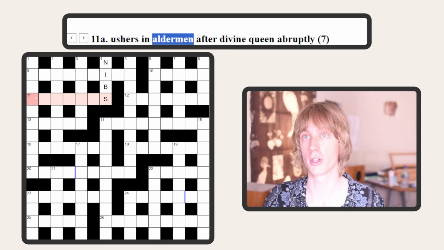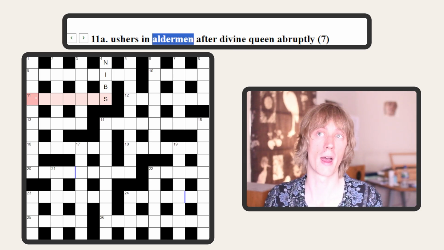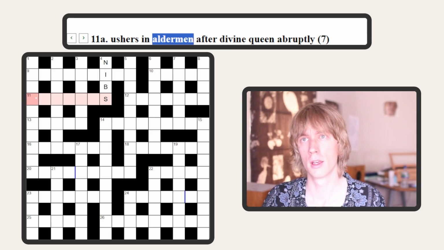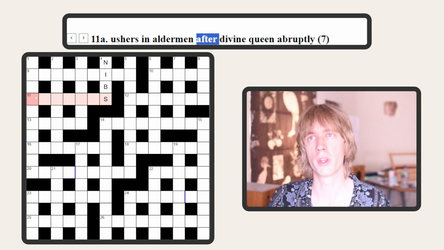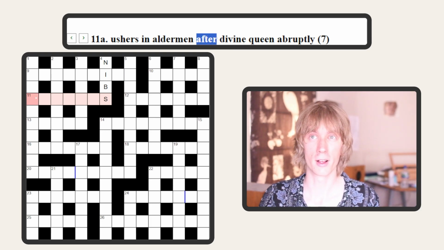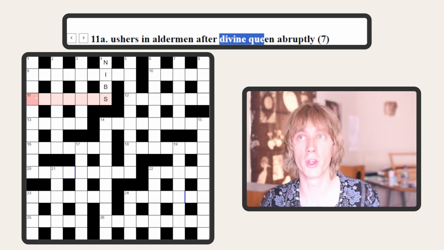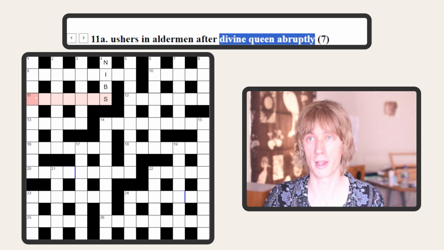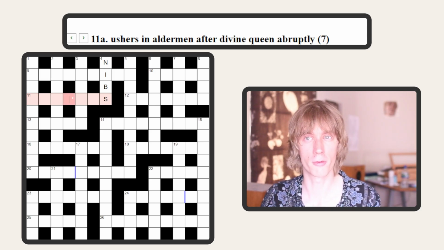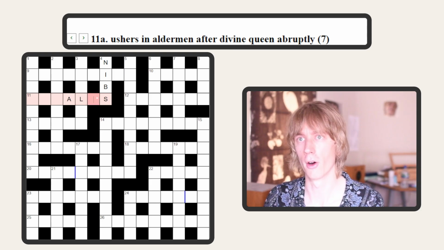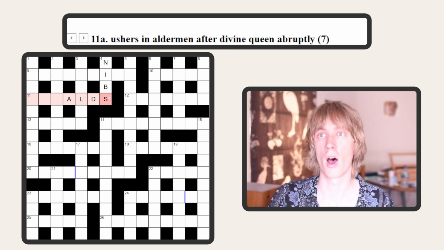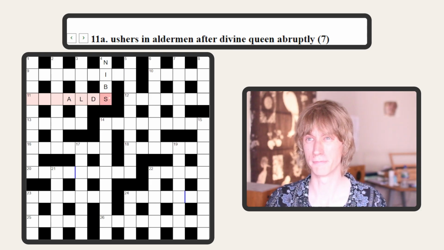And that's because the government abbreviation of older man is ALD, and so the plural of that would be ALDS. Okay, and then we have the word "after". So it's telling us that older men is going to go after whatever Divine Queen abruptly provides. So I feel pretty confident in putting ALDS as the last 4 letters of our clue.